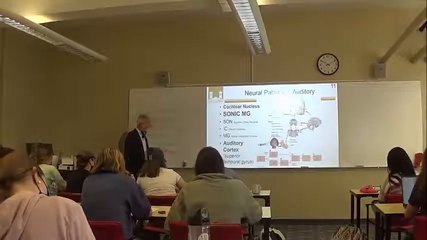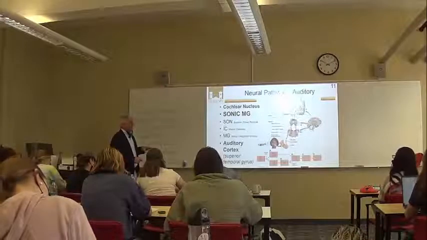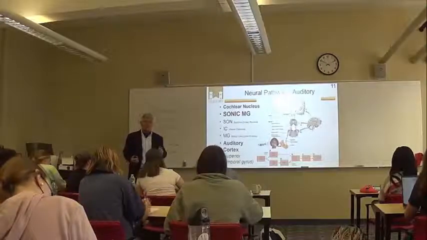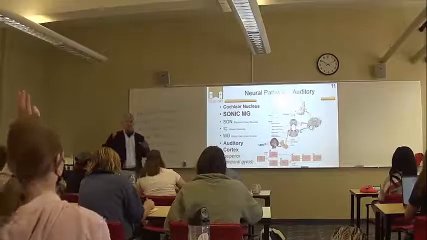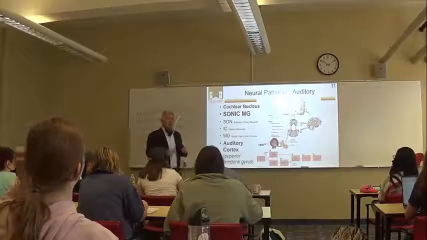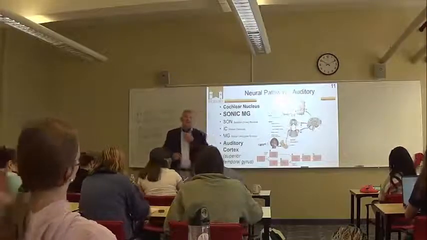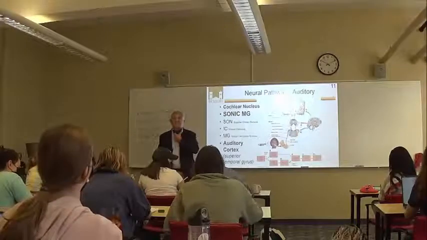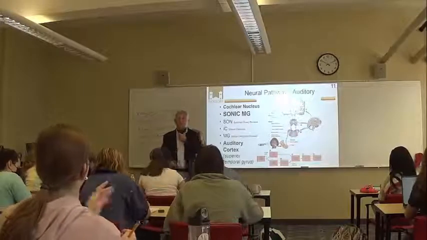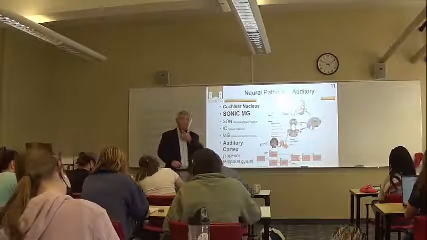And from there, it goes to the auditory cortex, which is in that superior temporal gyrus, the uppermost temporal gyrus. So the medial geniculate nucleus is in the thalamus? Yes, that's the part of the thalamus that it goes through.